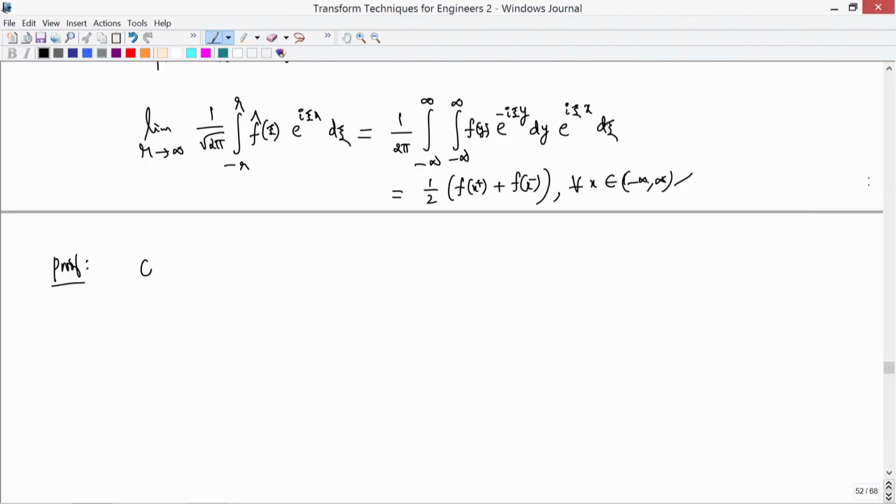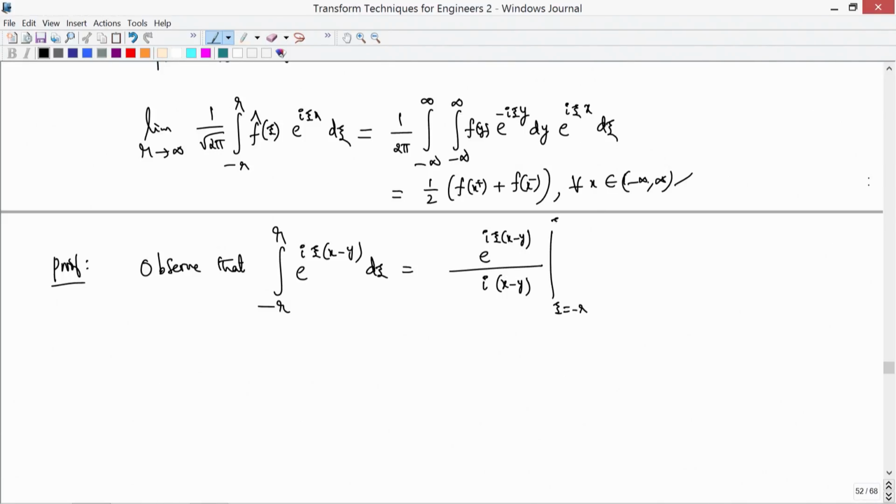So we first observe the integral from minus r to r of e^{iξ(x−y)} dξ. What is this integral? If you integrate, you get 1 divided by i(x−y) times e^{iξ(x−y)}, evaluated from ξ equal to minus r to ξ equal to r. Applying this, you have 1 by i(x−y) times e^{ir(x−y)} minus e^{−ir(x−y)}. That is exactly what you have.